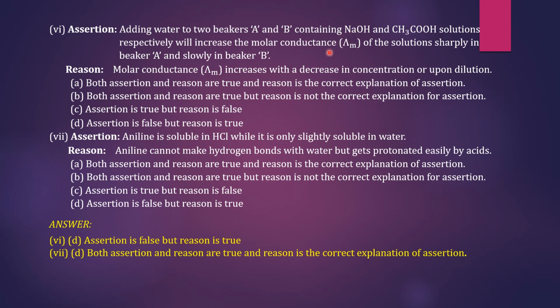So here actually the assertion is wrong, because for NaOH they are saying sharply in beaker A, but actually it will be slowly. So here the assertion is wrong. So the correct option will be option D, assertion is false, but reason is true, because molar conductance increases with decrease in concentration or dilution. Now come to the next one.